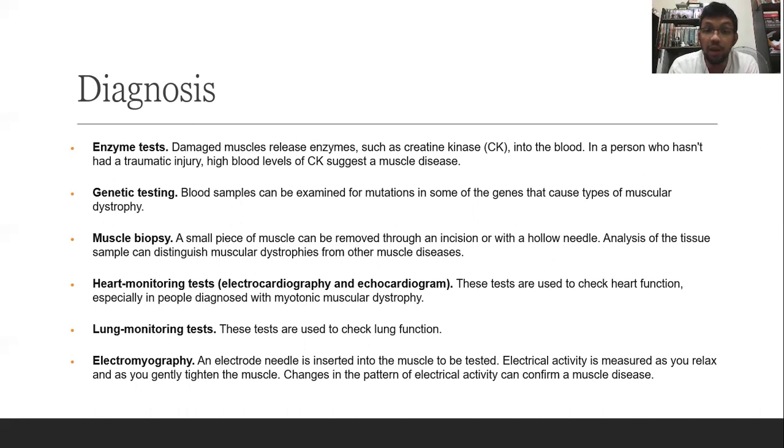Next would be electromyography. An electrode needle is inserted into the muscle. It's like ECG as well, but this time the electrical activity of the muscles is measured. So electrical activity is measured as the patient relaxes and as they gently tighten their muscles. Changes in the pattern of electrical activity can confirm a muscular disease.